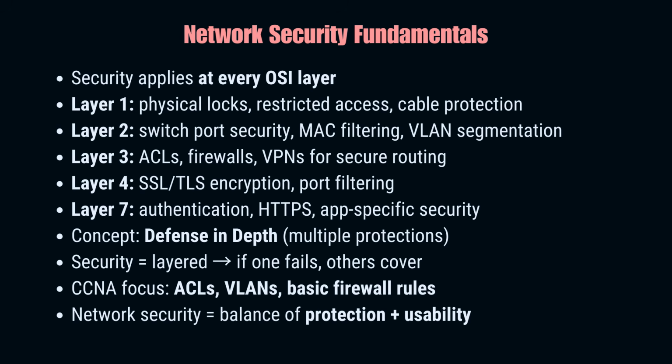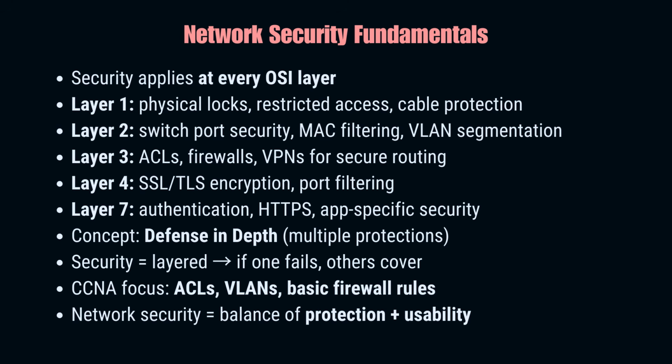Network security operates across all OSI layers, with each layer contributing to overall protection. Physical layer security includes locked server rooms, cable protection, and secure access to network equipment. Data link layer security features switch port security, MAC address filtering, and VLAN segmentation to control local network access. Network layer security implements access control lists, ACLs, firewalls for packet filtering, and VPNs for secure communication across untrusted networks.